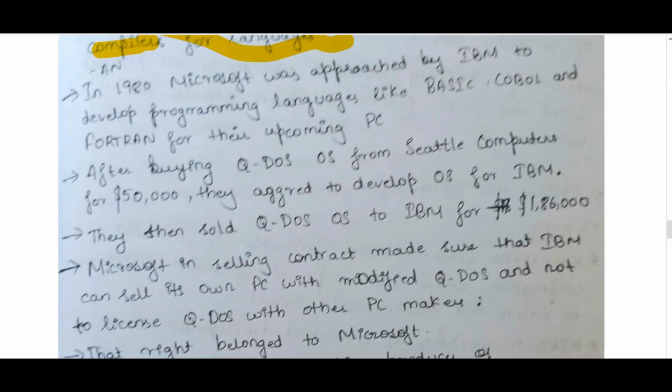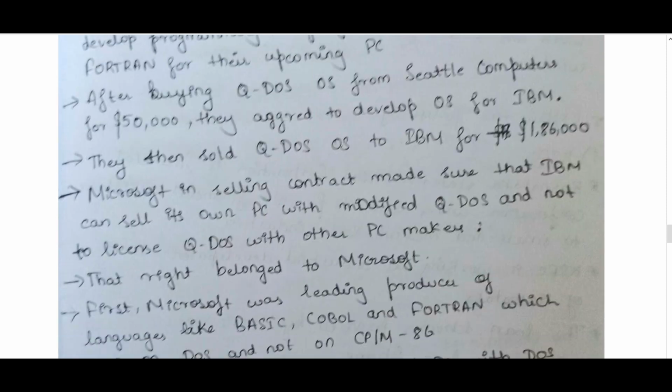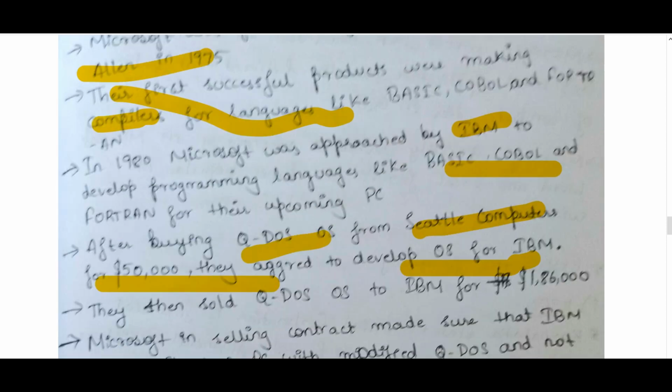In 1980, Microsoft approached IBM to develop programming languages like Basic, COBOL, and Fortran for the upcoming PC. They approached IBM to create a PC using these languages. After buying the QDOS OS from Seattle Computers for $50,000, they integrated the OS and agreed to provide it for IBM. First, what happened in 1980?